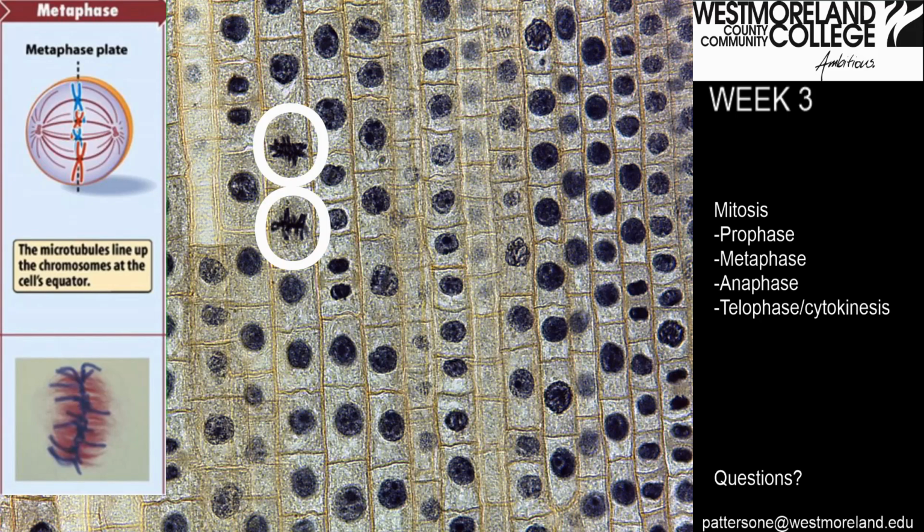Not perfect, but generally all of those chromosomes are in the middle. There is some overlap, some sticking out just above and below the plane, but most of them are directly on that midline, and we can see them as metaphase in this fish cell example.